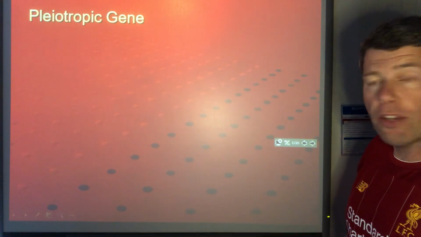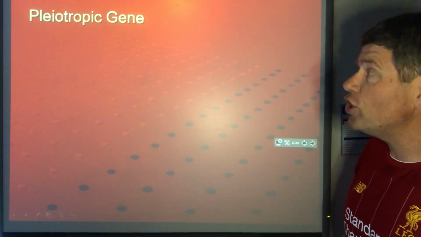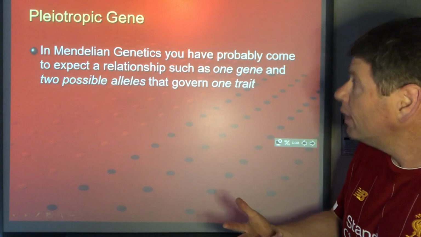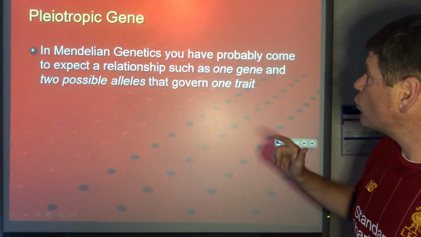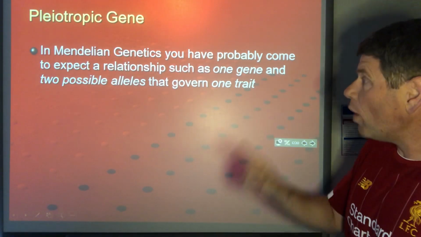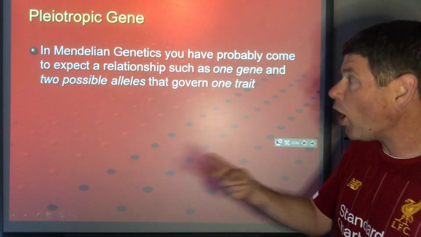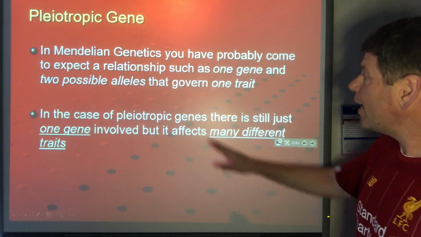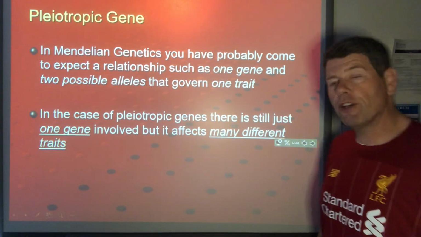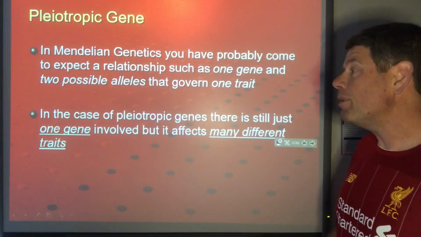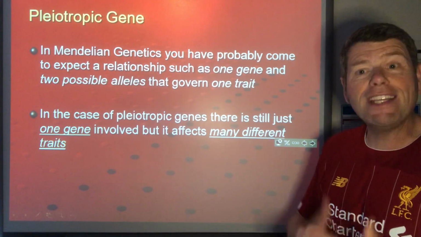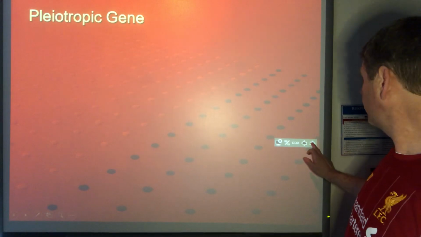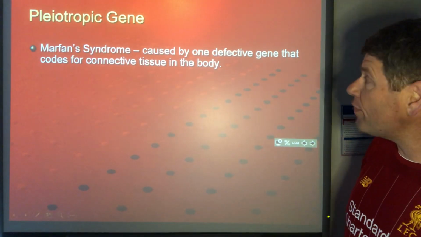Okay, let's talk about another situation called the pleiotropic gene. This is kind of the flip of polygenic. So in Mendelian genetics, remember that there's one gene with 2 possible alleles to govern that one trait. In the case of a pleiotropic gene, there is still just one gene, but it actually affects many different traits. So it's non-Mendelian.